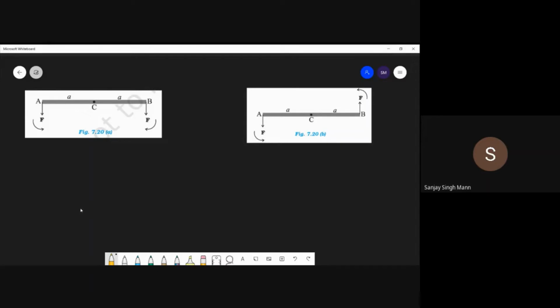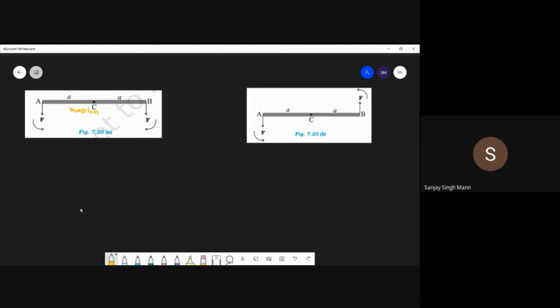Important basics we are doing. Now look at this. This figure is very important. Now this is a rod. Okay, this is a massless rod with massless strings.